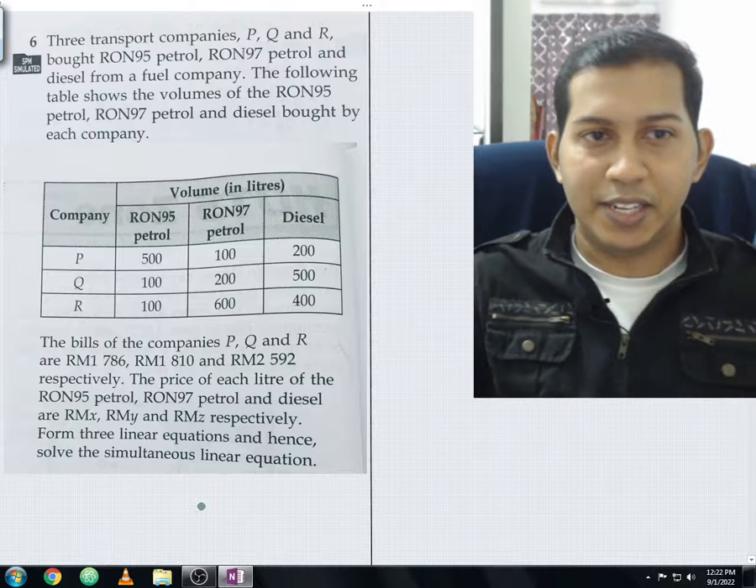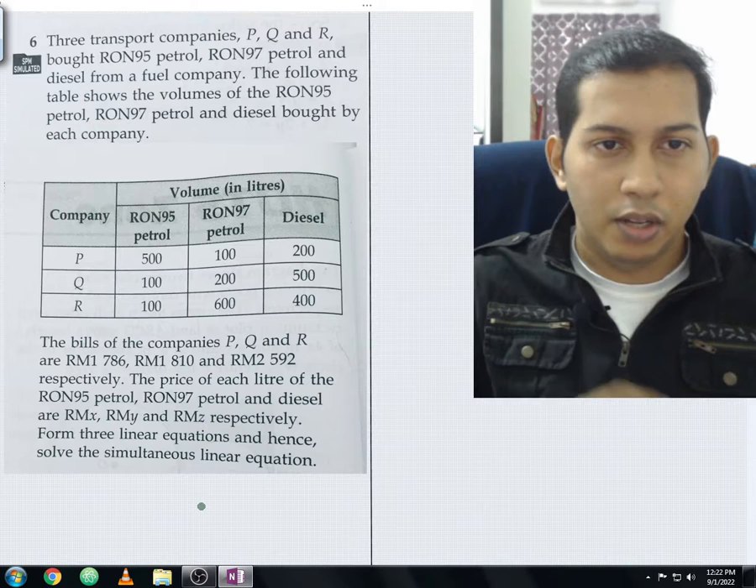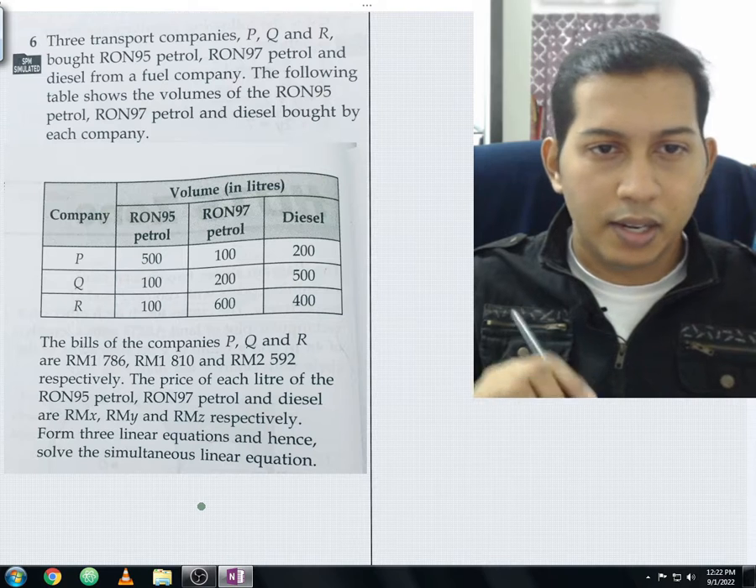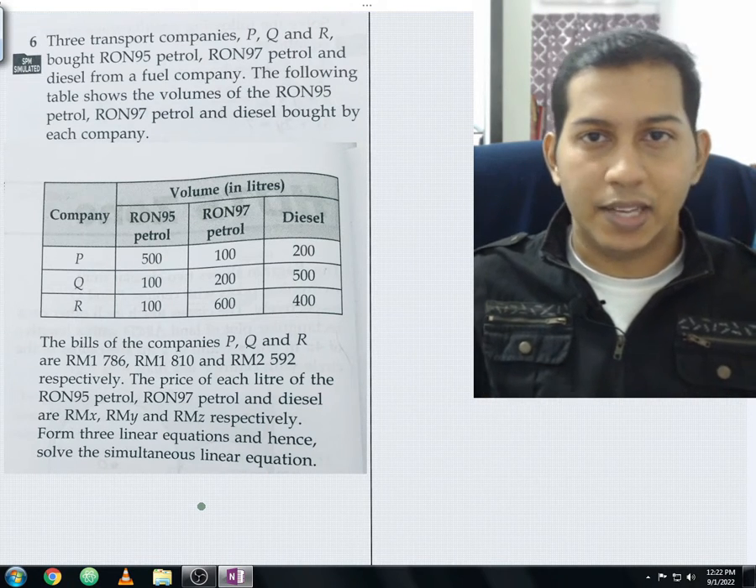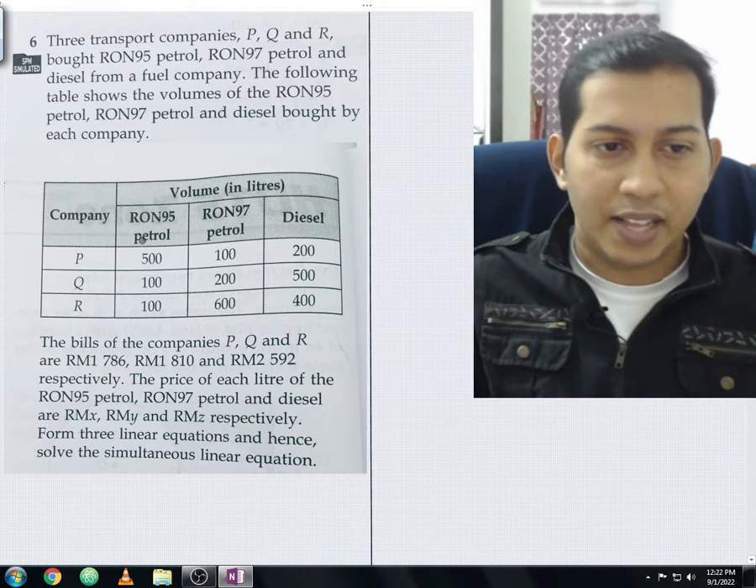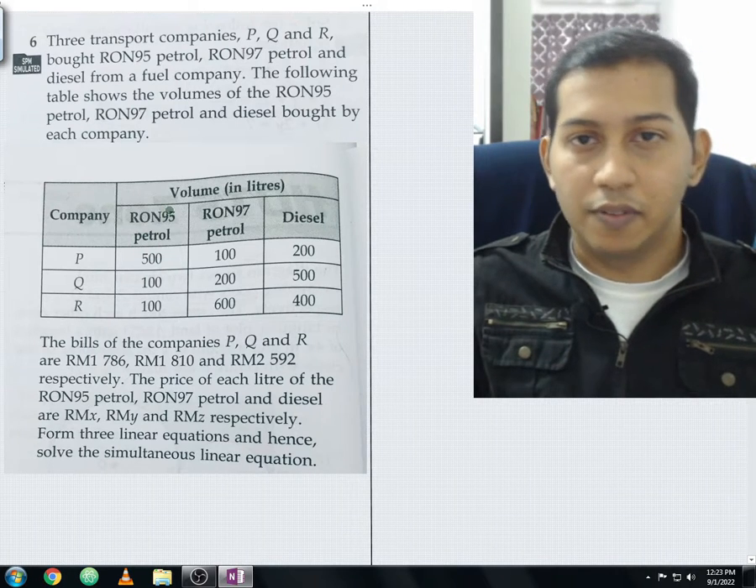Let me read the question now. Three transport companies P, Q and R bought RON 95 petrol, RON 97 petrol and diesel from a fuel company. The following table shows the volume of the RON 95 petrol, RON 97 petrol and diesel bought by each company. So as you can see here, you have company P, Q and R and the respective RON 95 petrol, RON 97 petrol and diesels. Okay, in this case they are listed in terms of volumes.